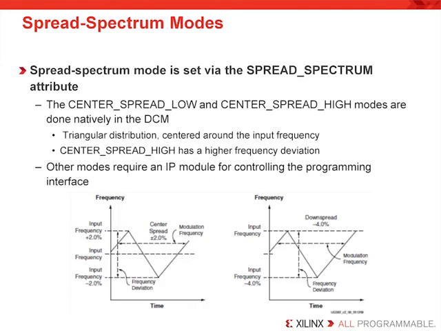Spread spectrum mode is set via the spread spectrum attribute. There are a couple options here. The center spread low and the center spread high modes are done natively in the DCM. So these are the two modes we mentioned that are included in support of the silicon. Other modes will require an IP module for controlling the programmable interface. But with the center spread low and center spread high modes, it's a triangular distribution centered around the input frequency. The center spread high has a higher frequency deviation.